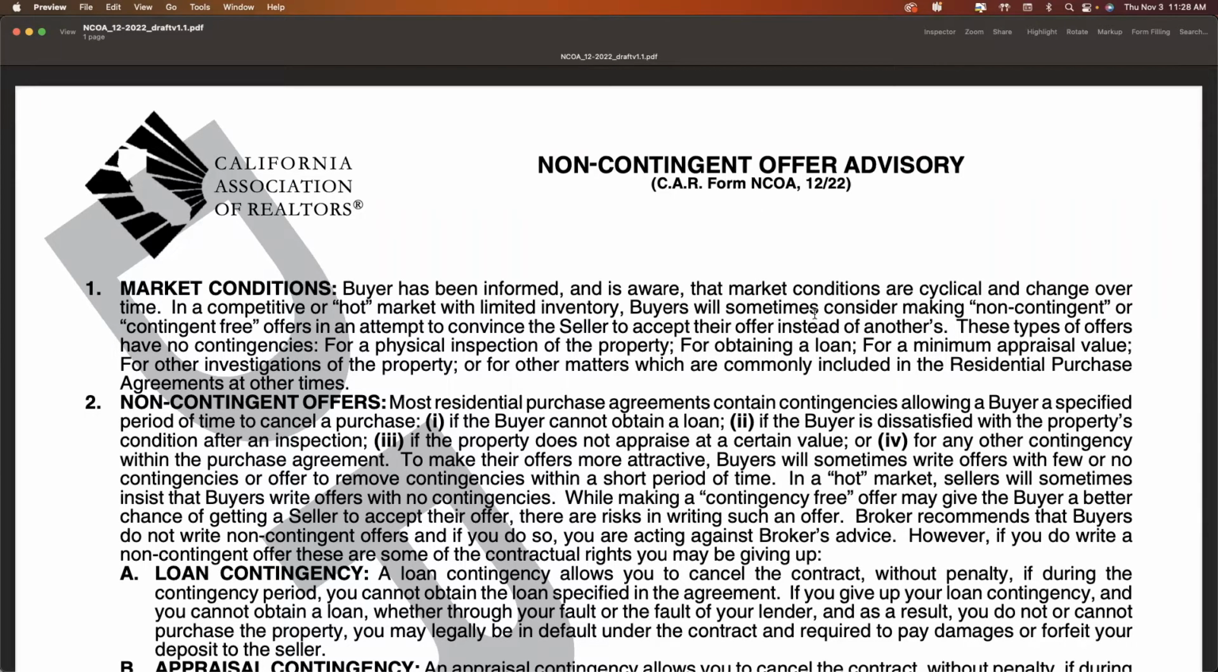Now, I know that that is going to be less likely as we've transitioned into this newer market than it was in the previous market, where you guys were writing offers that were no appraisal contingency, no loan contingency, no inspection contingency, right? Because it was a frenzy to try to get my offer accepted. But what this form now does as an advisory to the buyer is it lines out for them what it means to remove your contingencies with your offer, so that they're making an educated choice.